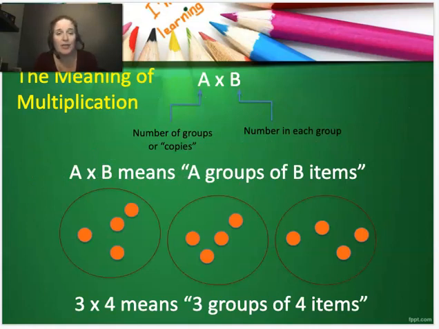This is what we were talking about earlier. So A times B could be the number of groups or copies for A, and then the number in each group is B. So 3 times 4 would be 3 groups of 4 items, or 3 copies of 4 items. So on the slide before, we had 3 copies of 5 items.